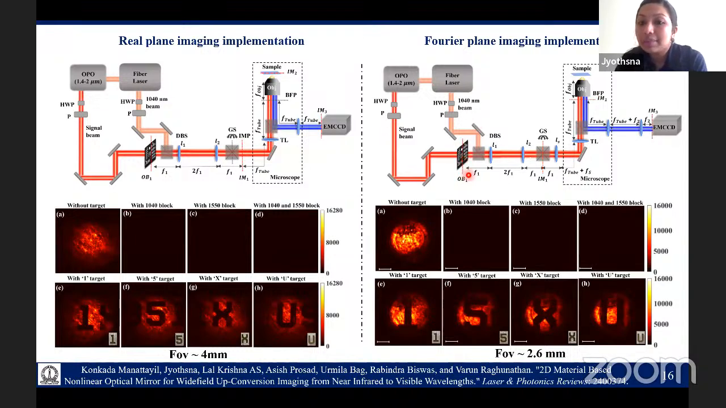And now the sample is imaged onto the back focal plane of the objective. So that is a Fourier plane actually, not the sample plane. You can see that this shows the Fourier plane, the back focal plane of the objective. And when you put the sample here, you can see the image being formed in the Fourier plane of the imaging system. And this is now imaged onto the EMCCD camera, which is again detected in the visible range.